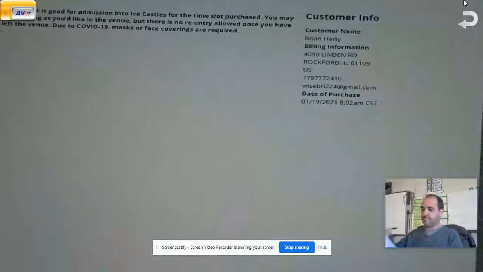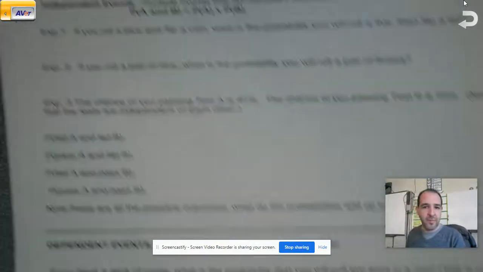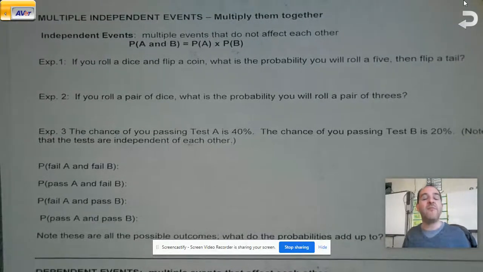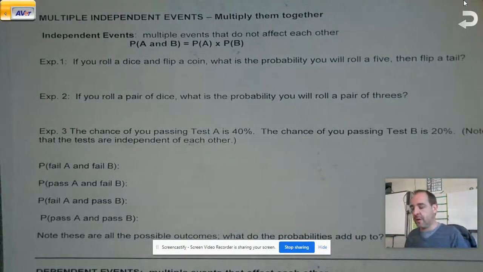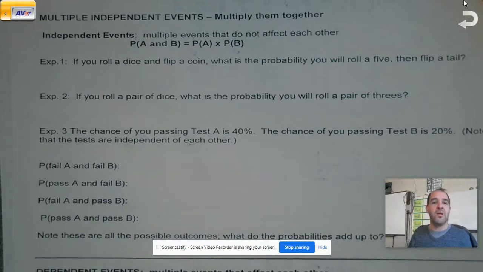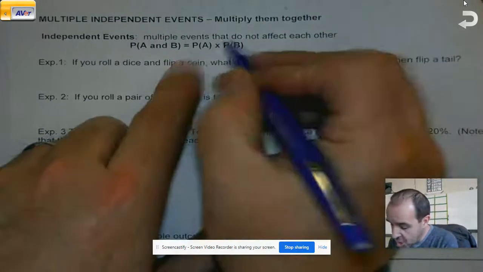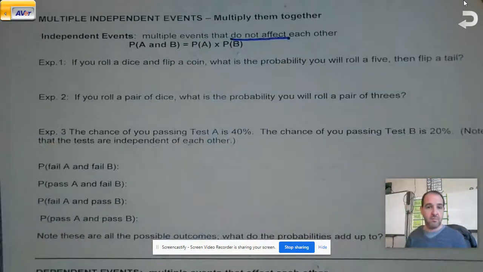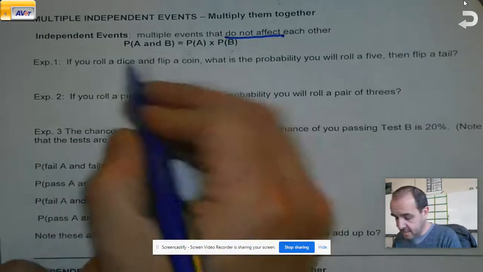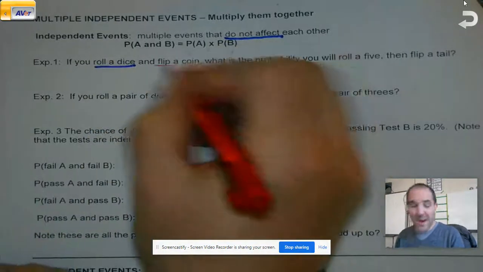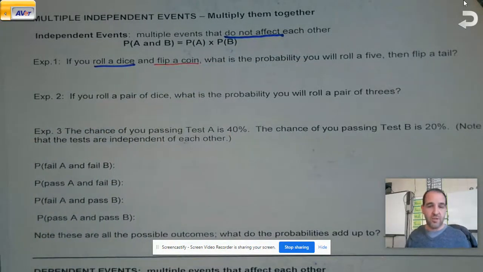So as we flip over, sometimes we are going to find that multiple events are going on. It's not just one event that happens, like flipping a coin or rolling a die. Sometimes we may do all these things together. Independent events are what we call multiple events that do not affect each other. For example, with our first example here, if I roll a die and flip a coin, what I get on the die is going to make no difference to whether I flip heads or tails. Or if I flip heads or tails, it's not going to make me get a 3. They're independent of each other.